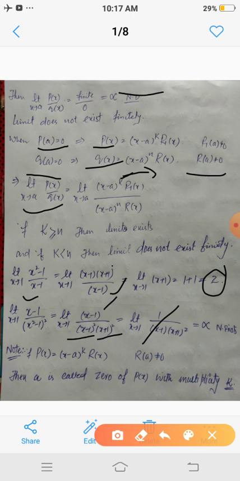Now note here, if p of x equals x minus a raised to power k into r of x, where r of a is not equal to 0, then x equals a, or simply a, is called the zero of this polynomial with multiplicity k. So this means that its multiplicity is k.